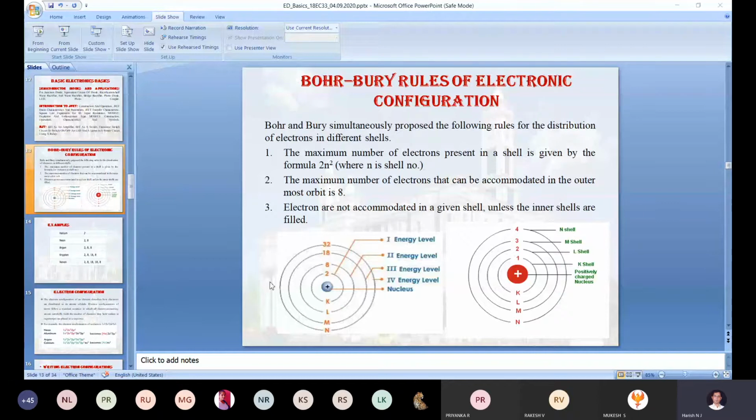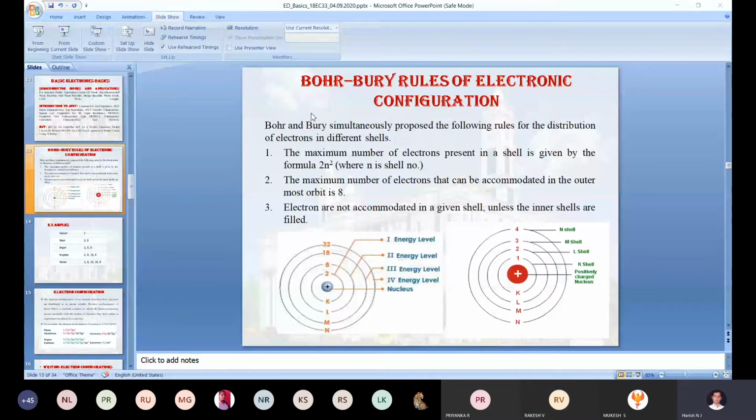And compared to the fourth orbit, the electrons present in the outermost shell are loosely bound from the nucleus, but have very high energy compared to the first orbit. It is clear? It is clear to everyone? Yes, sir. Okay. These are all the three Bohr-Bury rules.